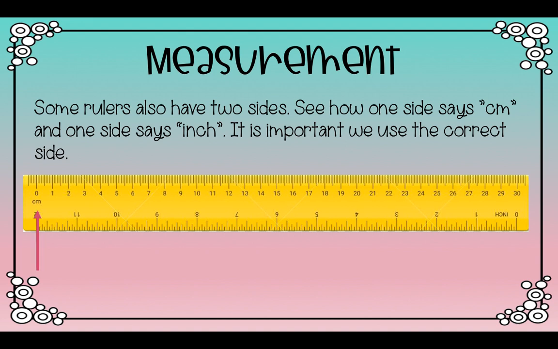Some rulers also have two sides. See how one side here says centimeters and one side says inches. It's important that we use the correct size. Look how different those numbers are. Inches are way bigger than centimeters. For all of our measurements, we want to make sure that we're using the centimeter side of the ruler. Double check before you begin.